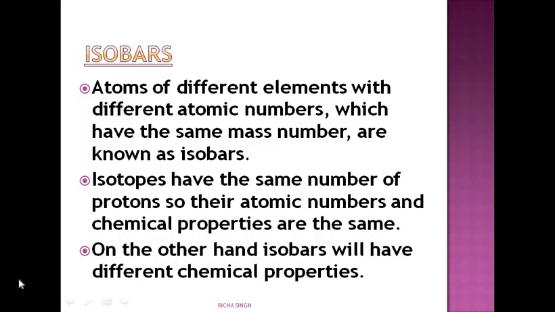Next we come to isobars. Isobars are the atoms of different elements with different numbers of protons but an equal sum of protons and neutrons. Means they have the same mass number but a difference in the number of protons or the atomic numbers. So they are known as isobars. Isobar is again a Greek word. Isos, I-S-O-S, means equal, and baros, B-A-R-O-S, that is weight. So isobars have different physical and chemical properties because they are of different elements.